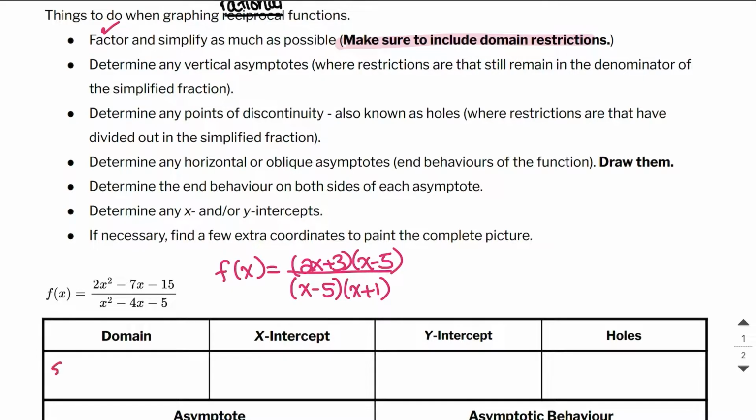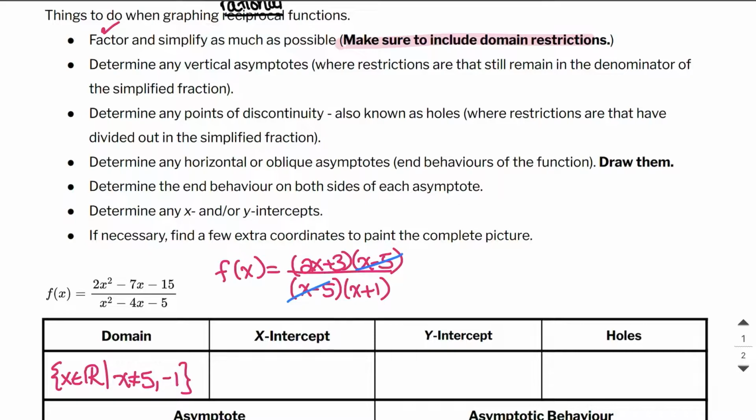But before we do that, we know by looking at this that x is an element of the reals such that x cannot be 5, because I can't have 0 in the denominator, or negative 1. Okay, so when I simplify this right here, I can see that the x minus 5's cancel out.